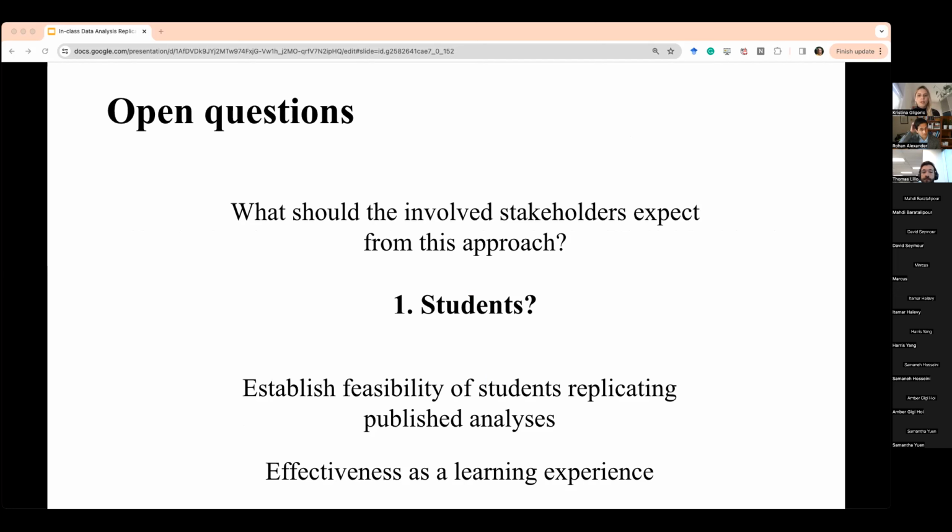Although this could be beneficial, it is unclear whether it is feasible, and if so, what the different stakeholders involved could expect from it. First, the most important stakeholders are students. It is unclear if students are able to perform data analysis replications over the course of a typical class. Would this be feasible? If so, what are the benefits for students? What do students get from the process? And how could we reason about the effectiveness of this as a learning experience?